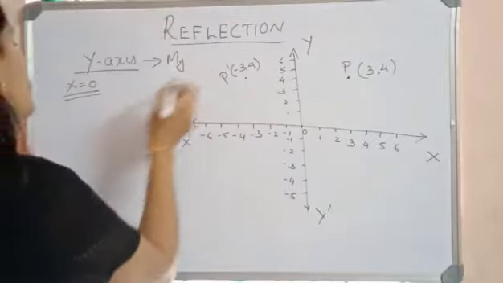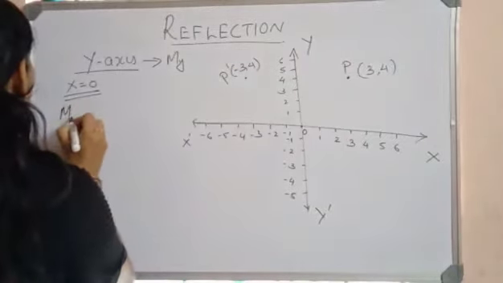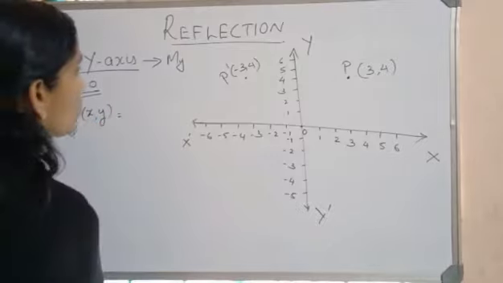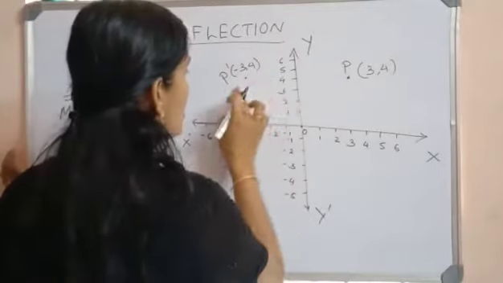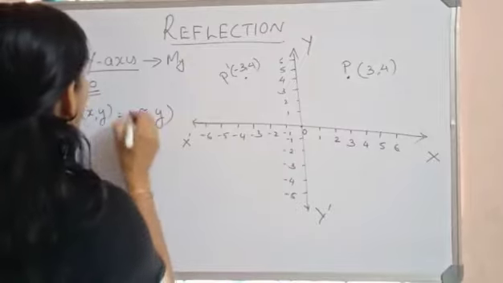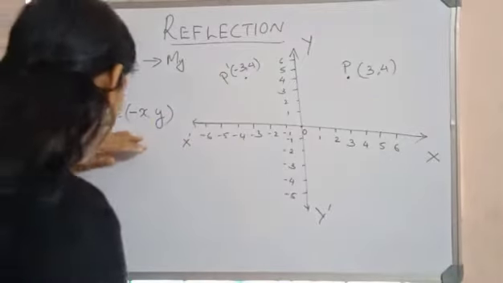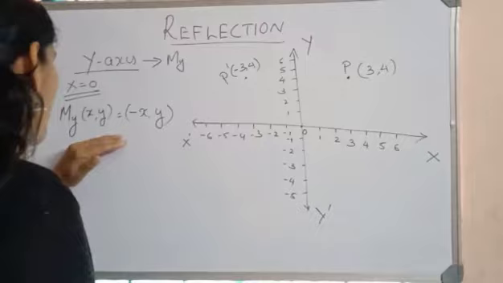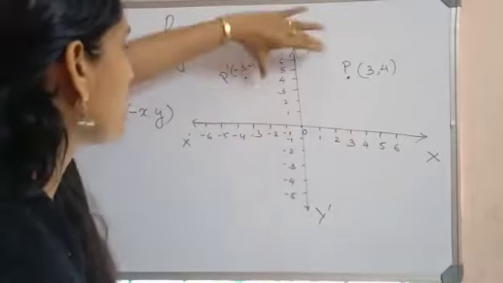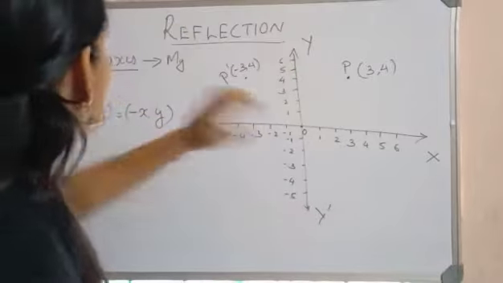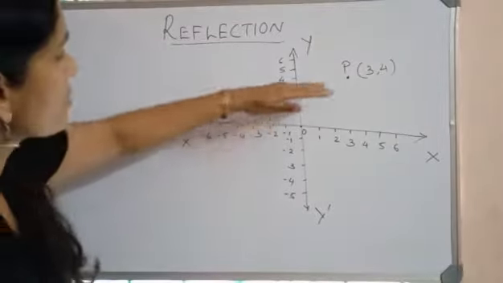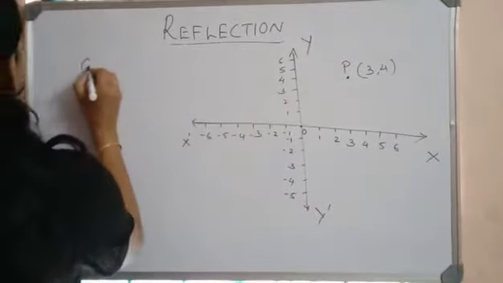Now if you see the transformation in the y-axis, My, the point (x, y) changes to... here the x coordinate has changed, it has become negative. This becomes (-x, y). Whenever the transformation takes place in the y-axis, any point (x, y) changes to (-x, y), and the equation of the mediator line, that is the y-axis, is x equal to 0.